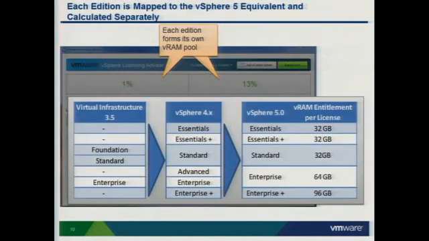The first is that the tool is showing you the vSphere 5 equivalent edition. Now, what that means is that the edition that the tool is showing you is the edition that you would be entitled to if you were to upgrade to vSphere 5. So, for example, if you're running vSphere 4 Advanced, that would show up in the tool as Enterprise, because that is the edition of vSphere you would be entitled to if you were to upgrade that vSphere 4 Advanced to vSphere 5. And then the other thing to note is what you see in the far right column: the VRAM entitlement per license does vary based on the edition that you have.